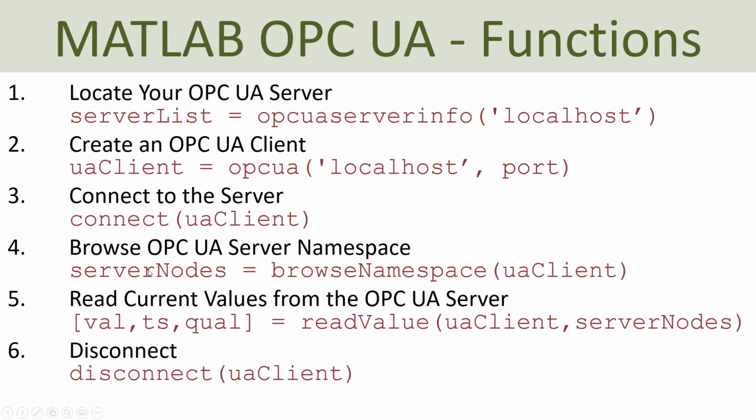Then you can browse the available tag list on the server using browse namespace. Then you can either read or write values. Let's start by reading values from a given OPC UA server. Then you can use read value. And finally, you just disconnect from the server like this.